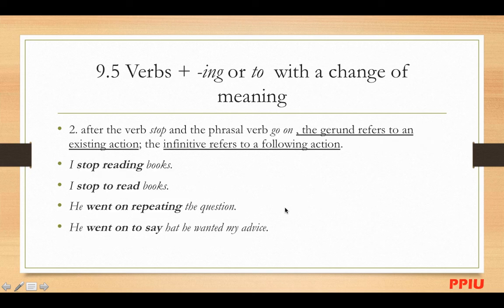Let's move to the next slide. It's about verb plus ing or to, which changes the meaning too, with the verb stop. I have already mentioned the word stop.